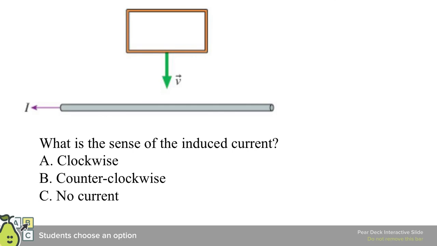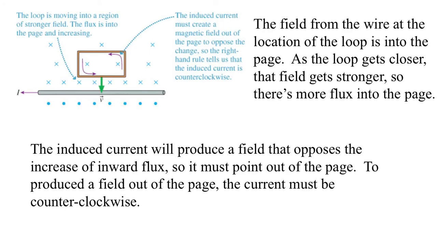What is the sense of the induced current here? Clockwise, counterclockwise, or is there no current? All right. The field from the wire at the location of the loop is into the page. As the loop gets closer, that field gets stronger, so there's more flux into the page. The induced current will produce a field that opposes the increase of inward flux, so it must point out of the page. And to produce a field out of the page, the current must be counterclockwise.